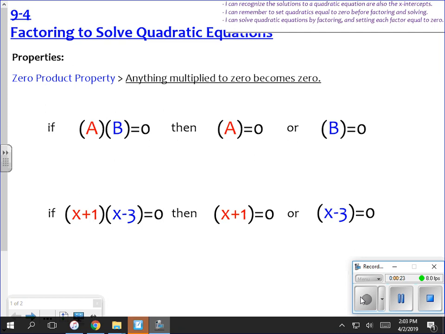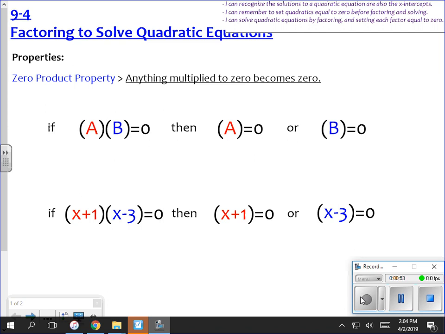So zero product property: anything multiplied by zero becomes zero. The idea is if I am multiplying two things and getting zero, then one or the other or both has to be zero, because the only way to get zero for multiplication is having zero be one of the numbers. So if I have two things, A and B, and I'm multiplying them to get zero, that means either A has to be zero or B has to be zero.